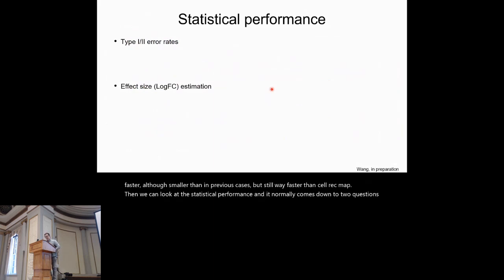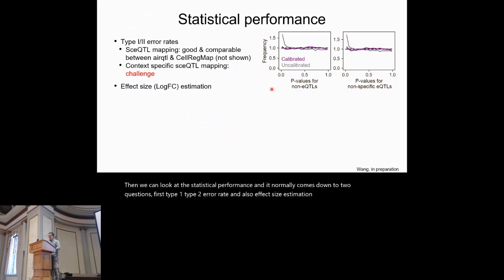Then we can look at the statistical performance, and it normally comes down to 2 questions. First, type 1 and type 2 error rates, and also effect size estimation. When we look at single cell eQTL mapping, they're generally good and comparable. However, when we look at context-specific eQTL mapping, a challenge comes. Namely, if you look at the uncalibrated or raw p-value, you find a strong enrichment of very small p-values from the null, non-specific eQTLs coming from the simulated data.